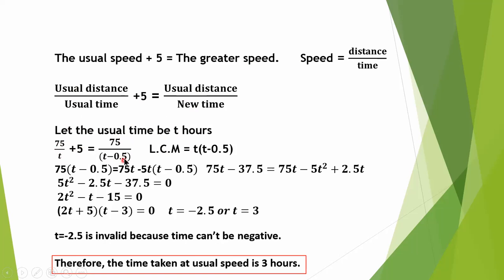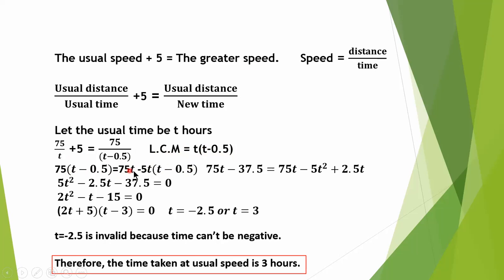So you have denominators here, which is a problem for you to solve this. Therefore you can get rid of these two by multiplying the whole equation by the least common multiple, which is t times (t minus 0.5). Then you will get this equation.